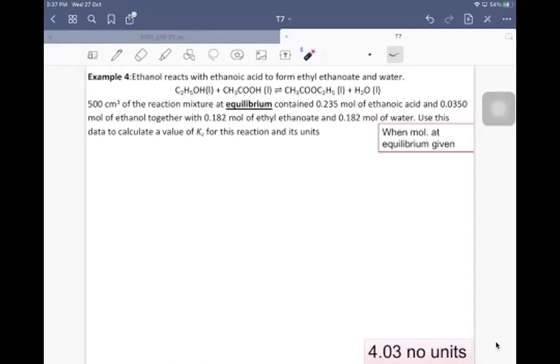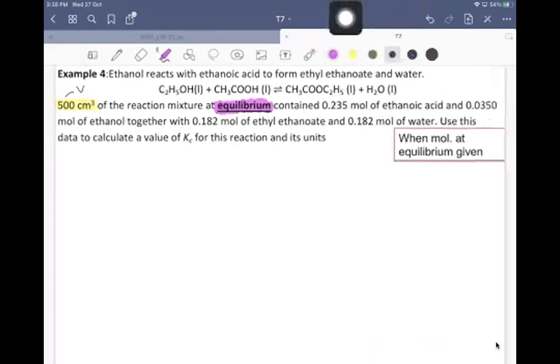So we've got a reaction between ethanol and ethanoic acid to form an ester and water. The reason why you need a balanced equation is because you will need the stoichiometry number or the mole ratio. 500 centimeter cube of the reaction, so that is volume. Remember, Kc is in terms of concentration, so that's volume. Of the reaction mixture at equilibrium, so that is good. If they mention at equilibrium, you can use the number straight away. You don't have to find anything else. Well, if they give you everything, of course.